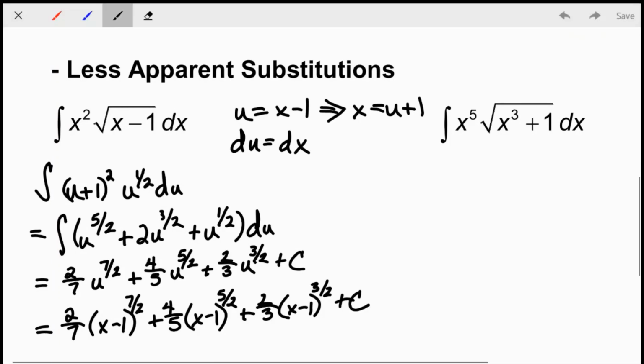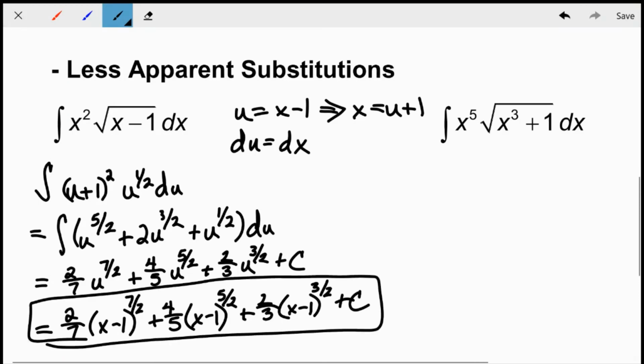And like I said, it doesn't necessarily look nice. Now I could do some factoring here. I could factor out (x minus 1) to the 3/2, and I could make this look a little bit nicer. But on these types of questions, I don't want you to get bogged down in all that algebra. I just want you to focus on the main idea of what we're looking at here, which is how do we get to that antiderivative.